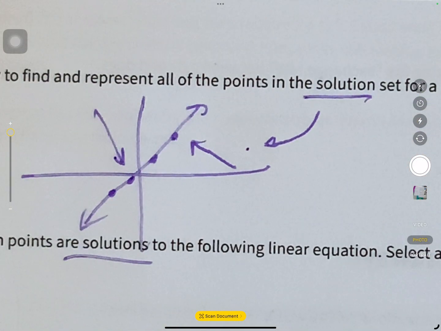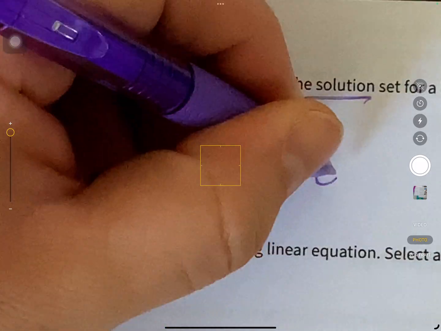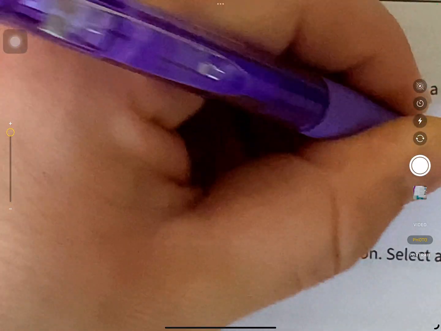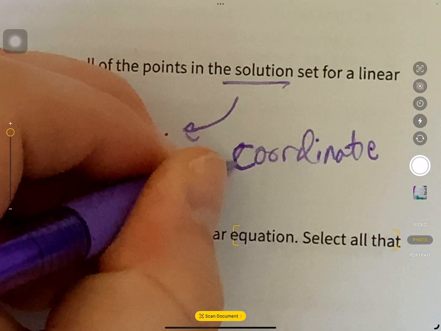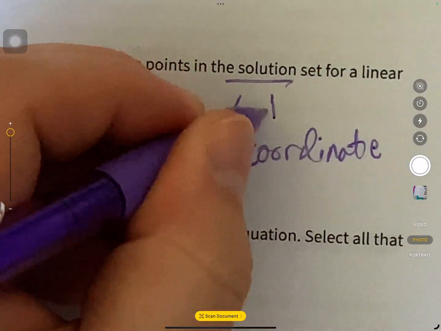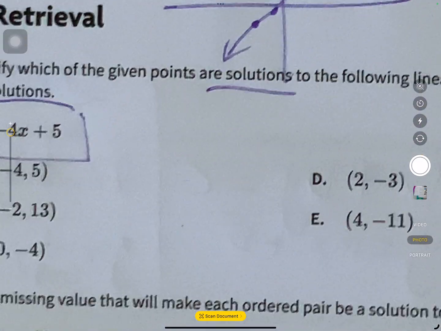What's a solution? It's a dot on a line. What's a dot on a line? It's a coordinate. Coordinate has 2 O's at the beginning. That's what a solution is. A solution is a coordinate on a line. Great. Congratulations. Let's move on here.